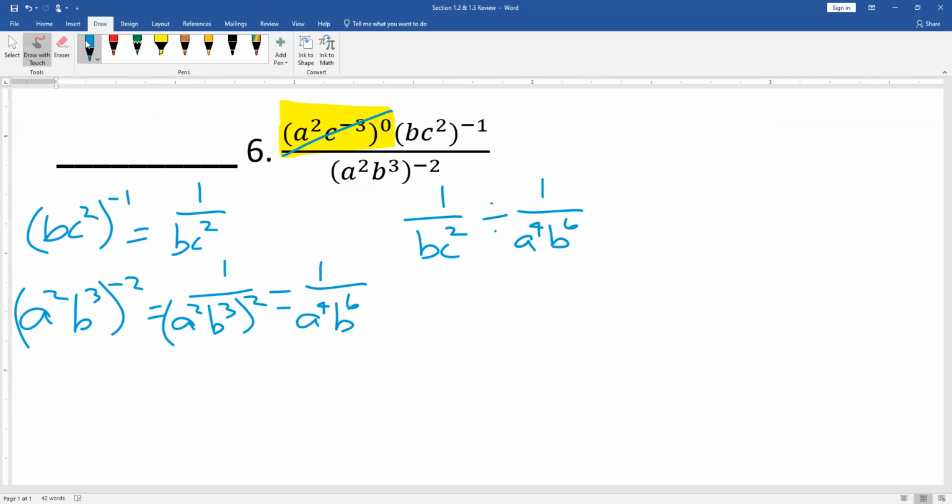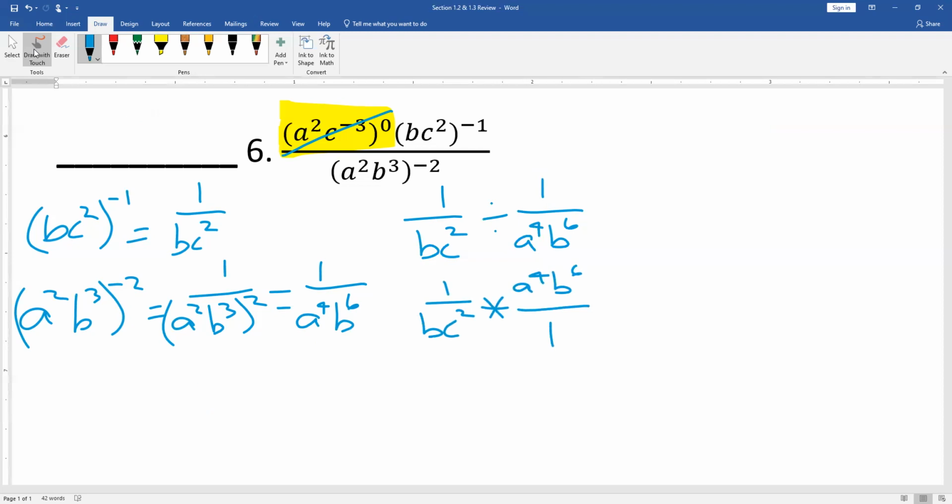So what do we do when we divide fractions? We switch our division to multiplication, and we multiply times the reciprocal, which means, let me give myself more room. Hold on. Okay. So change that to multiplication, and this stays 1 over bc squared times a to the power 4, b to the power of 6 over 1.